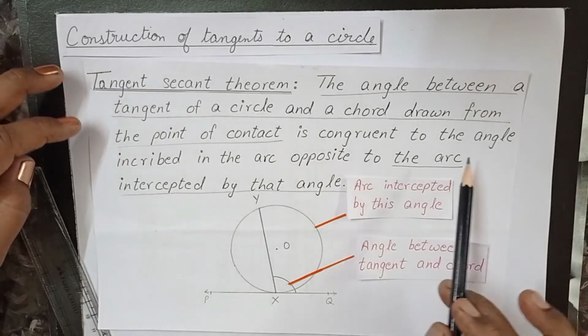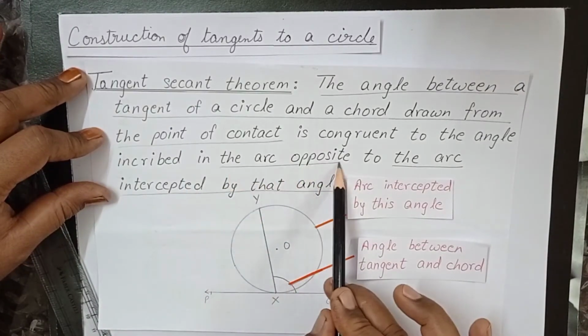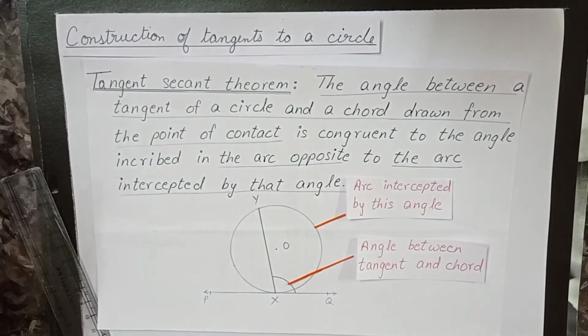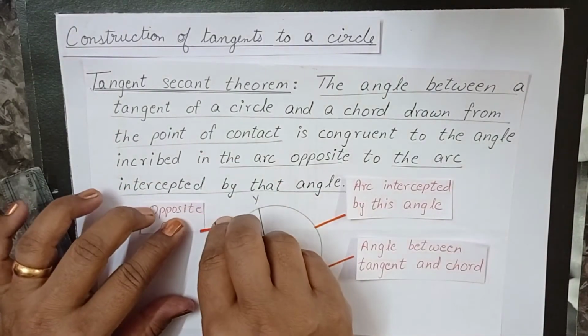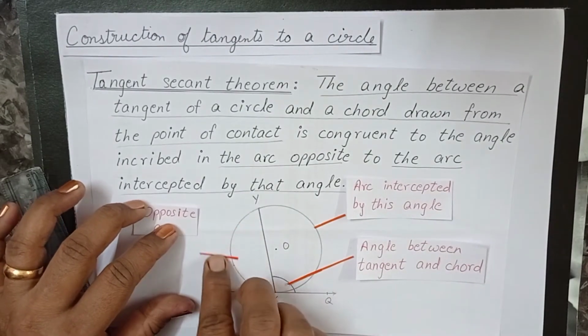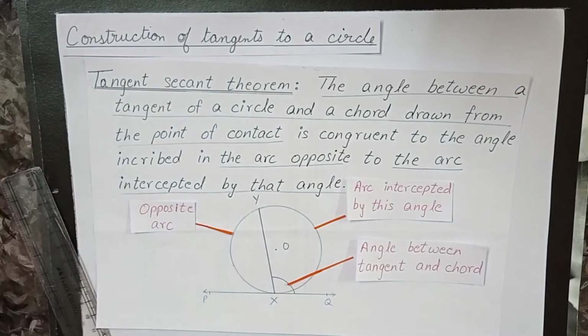Now, the arc opposite to this arc. The opposite arc will be this. This is the opposite arc. Okay, I hope this is clear. This is the chord, this is the tangent, this is the angle between the chord and the tangent. So the angle between the tangent and the chord is this angle.